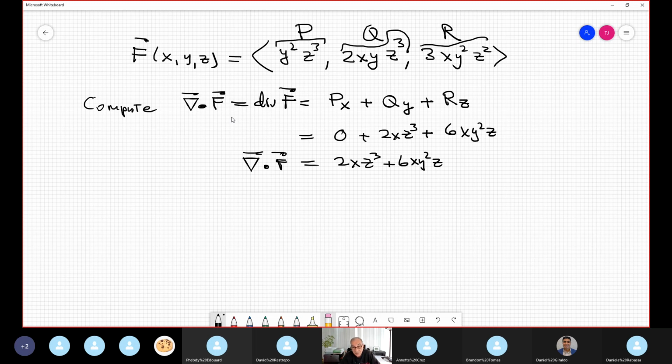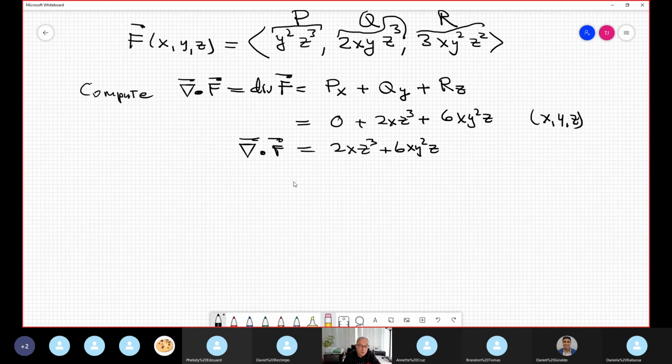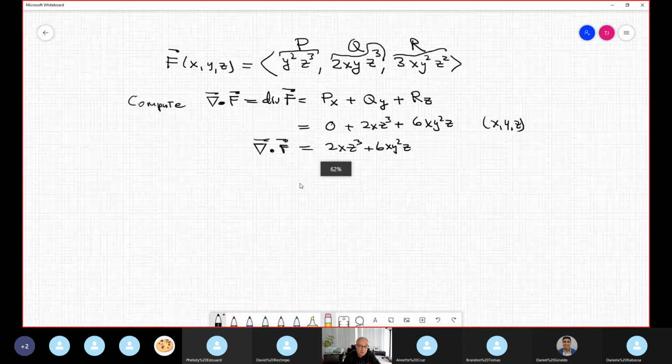Bueno, entonces in this case, it's a variable. Now, when you evaluate at a different point, you plug in the values for x, y, z. Si es positive, is source. Si es negative, is sink. And si es zero, is source free at this specific point. Okay, now in general, let's move on to the curl, que es more complicated.